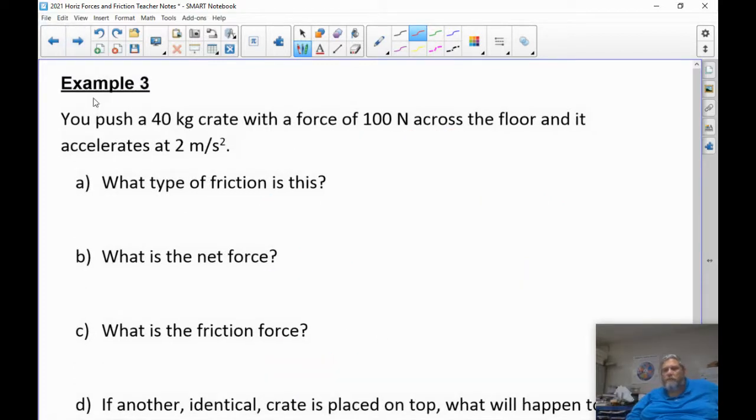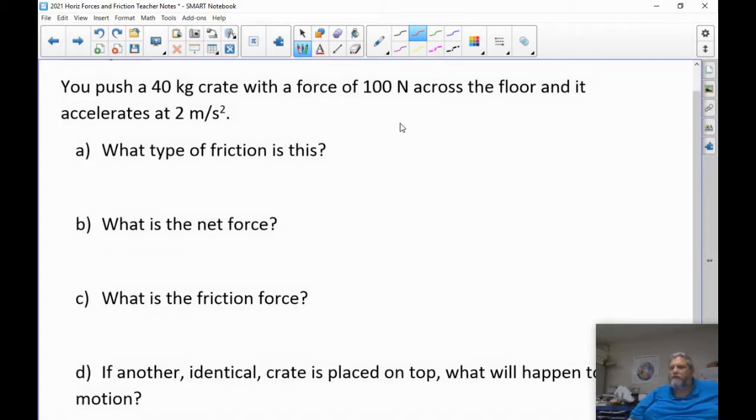And then let's do one more. You push a 40 kilogram crate with a force of 100 newtons across the floor, and it accelerates at 2 meters per second squared. Okay, so what type of friction is this? Again, it's sliding, so this is going to be kinetic. Anytime it's moving at all, it's kinetic friction.